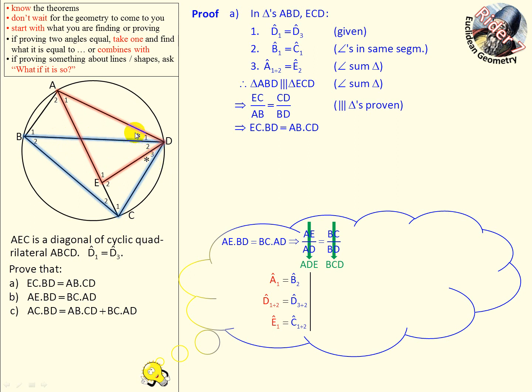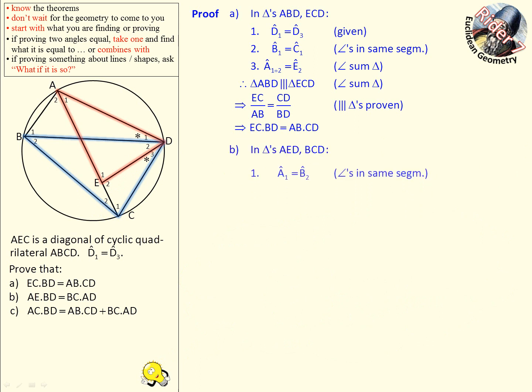D1 and 2 and D3 and 2. You see, because that is equal to that, D1 equals D3, if we add 2 to both, we'll have a common angle, which means that D1 and 2 must equal D3 and 2. So, angles in same segment. D1, D3 equal given, and therefore D1 and 2 equals D3 and 2, because D2 is common. And then we have angle sum triangle for the remaining angle in the triangles E1 and C1, 2.